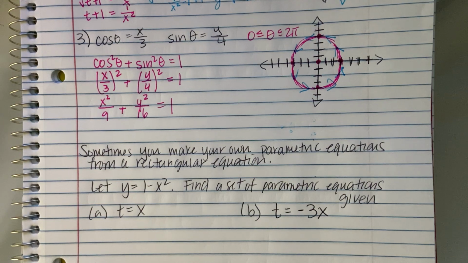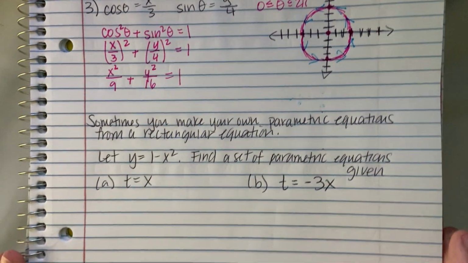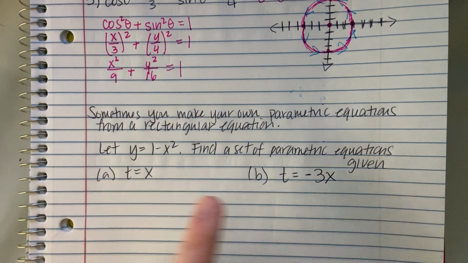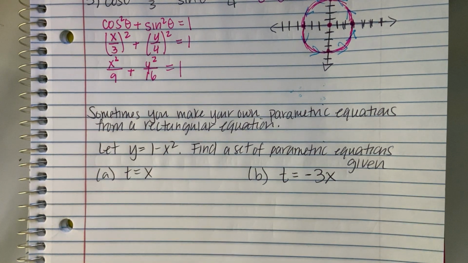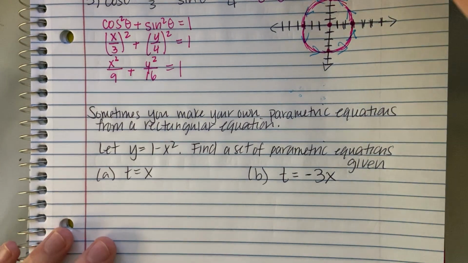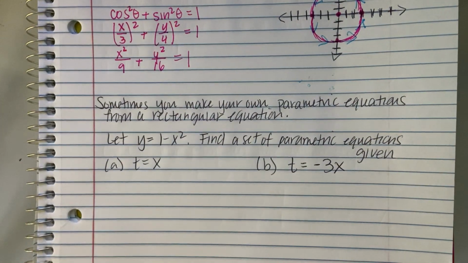Now, one interesting thing is, since we're taking our parametric equations and turning them into rectangular, we can go the other way. Something interesting that happens, though, is when you go from a rectangular equation to parametric equations, those equations aren't unique. So we'll demonstrate this by doing A, which is t equals x, and B, which is t equals negative 3x. We're turning y equals 1 minus x squared, that same downward-facing parabola we had from the first problem, into separate parametric equations. Now we already saw one set of parametric equations up here. Now let's see another one.